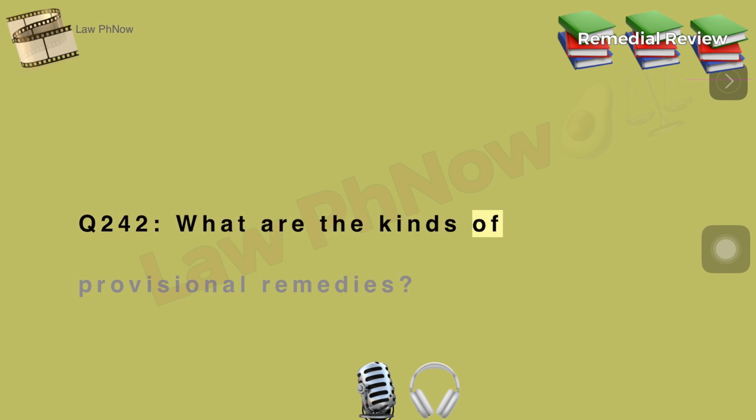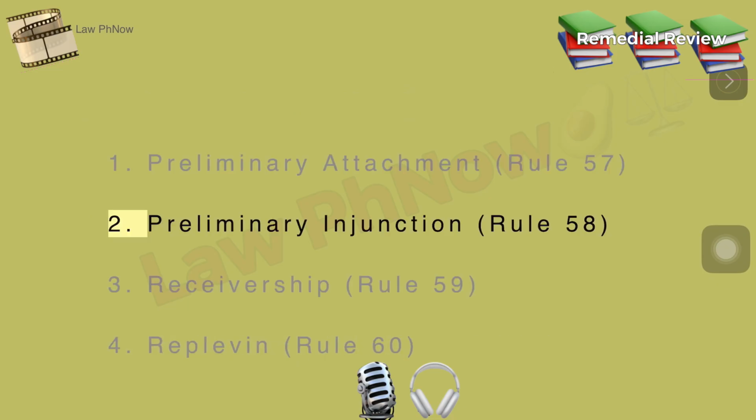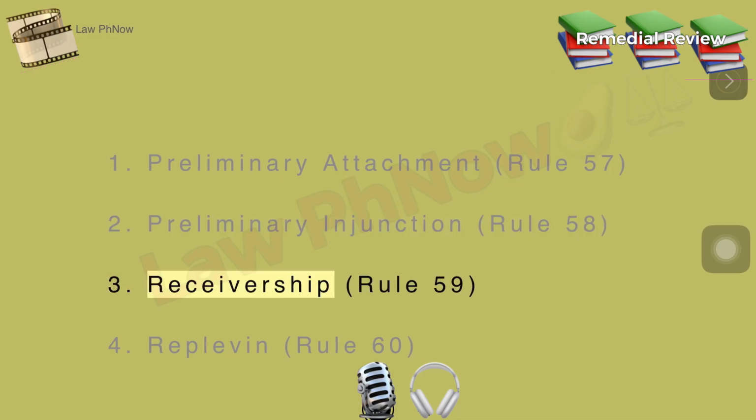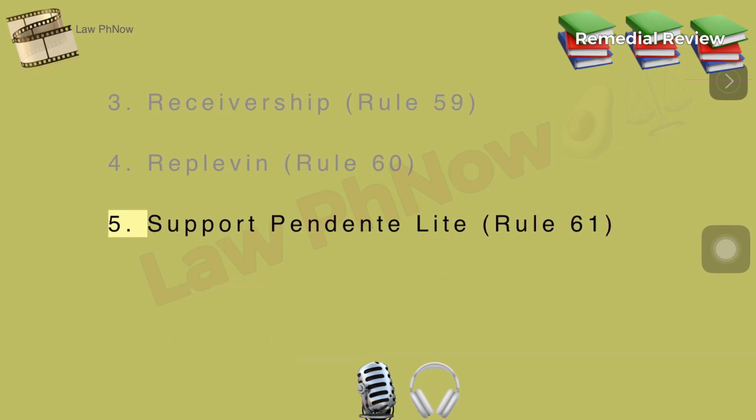Q242. What are the kinds of provisional remedies? A. 1. Preliminary attachment, Rule 57. 2. Preliminary injunction, Rule 58. 3. Receivership, Rule 59. 4. Replevin, Rule 60. 5. Support pendente lite, Rule 61.